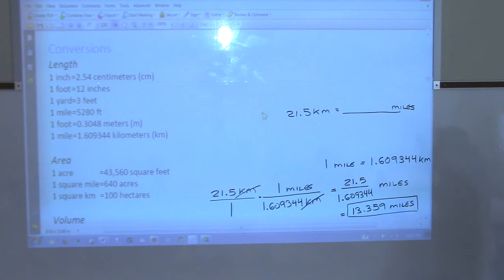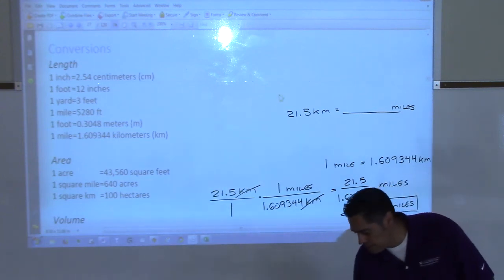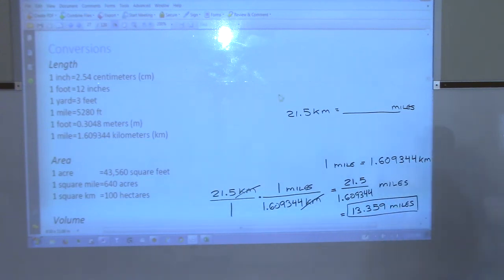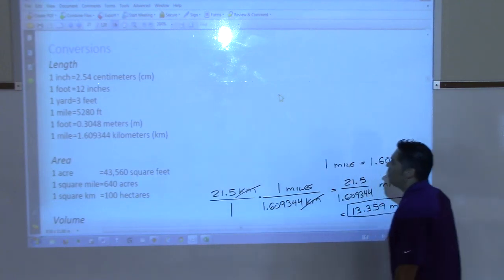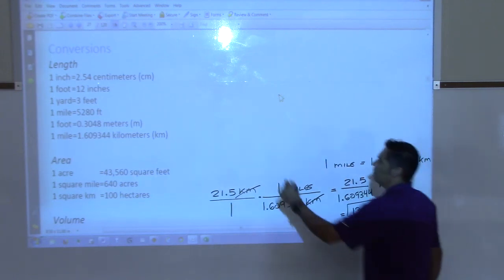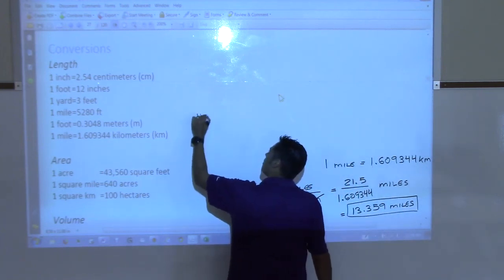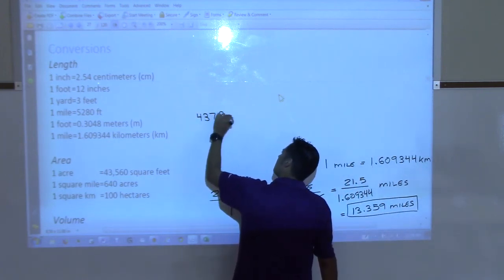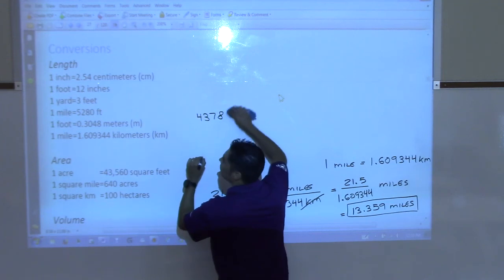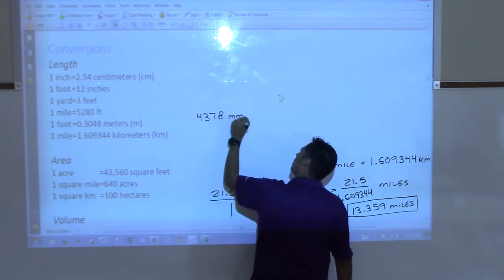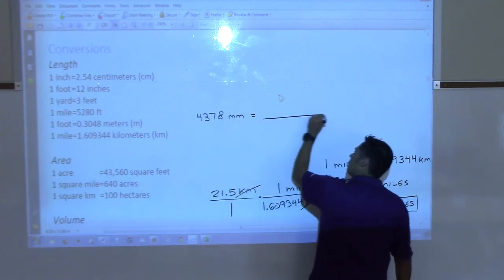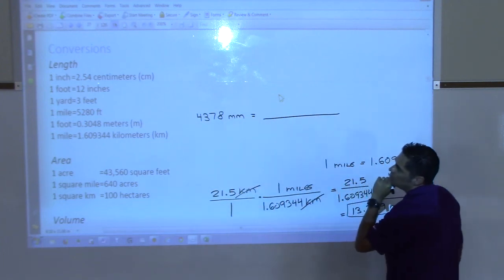Let's do one more where it's not as clean and easy to do. One more of these. How about 4,378 centimeters? No, let's not do that. Let's do millimeters. Is how many miles?